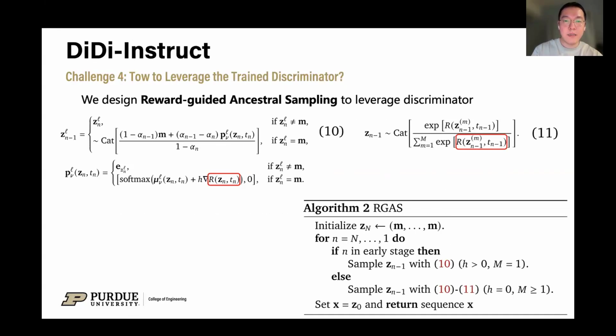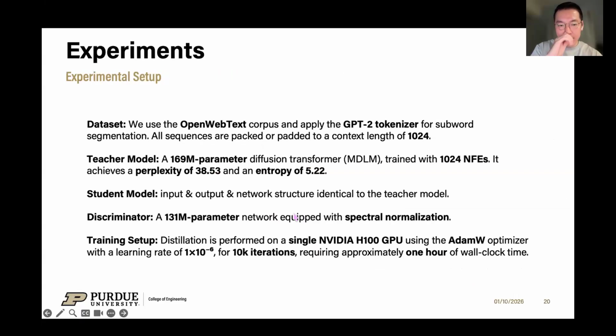Yeah. So these are the 4 challenges that we faced when we proposed this distillation method. And for the remaining part, I would like to briefly introduce the experimental part. For a quick review of the setup, we conduct our experiments on OpenWebText. And for the model, we have the teacher model and student model, which have the same 169 million parameters. This is a pretty small model.